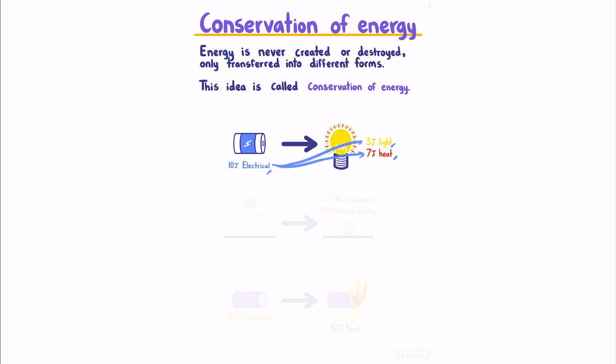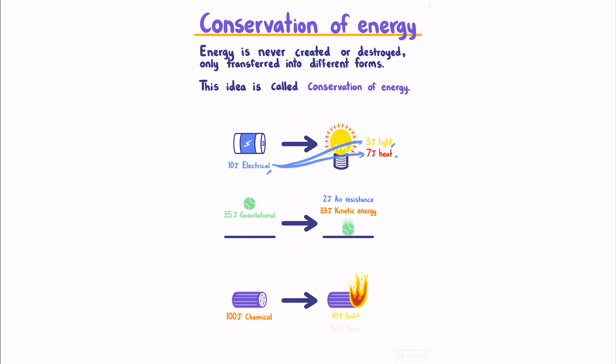For another example, we could have a ball with 35 joules of gravitational potential energy, and upon falling we could have 2 of those joules lost to air resistance and 33 transferred to kinetic energy. Finally, if we had a wood log with 100 joules of chemical energy, upon being burned, we might have 10 joules of that used as light and 90 joules as heat. Let's now go through an example.